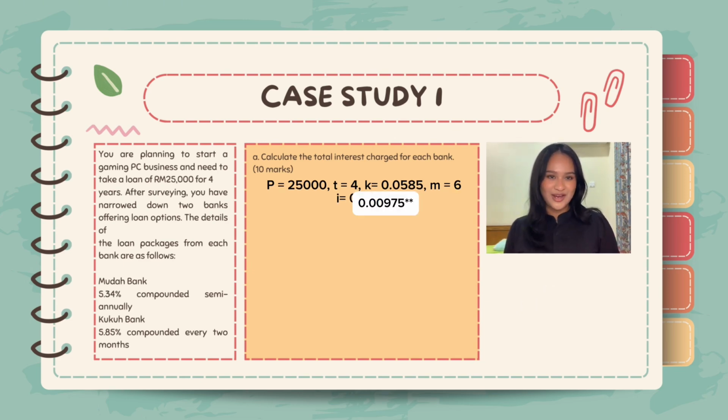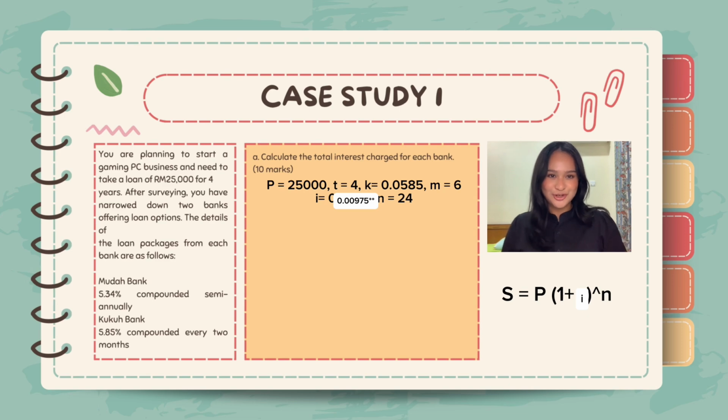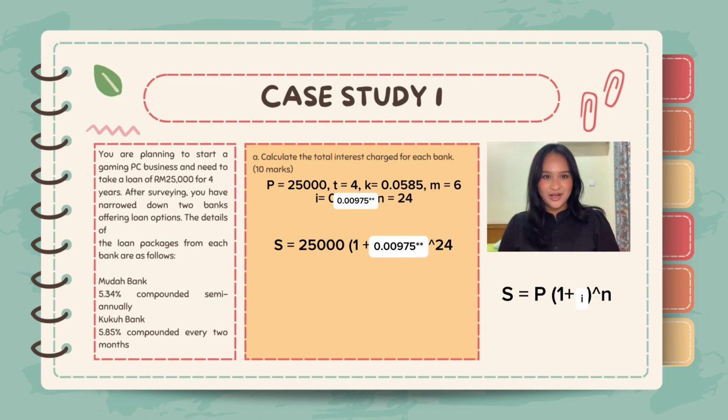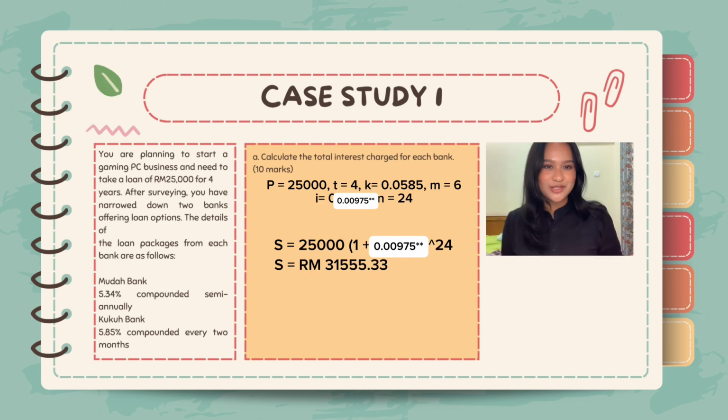The next thing we have to find is n, which is the number of interest periods in the loan period. The formula for n is m times T. From the information that we found, m is 6 and T is 4. Therefore, n is 24. This is the formula to calculate the maturity value. Let's input all the information that we found into the formula and calculate the answer. Based on our calculation, our maturity value is 31,555 ringgit and 33 cents.